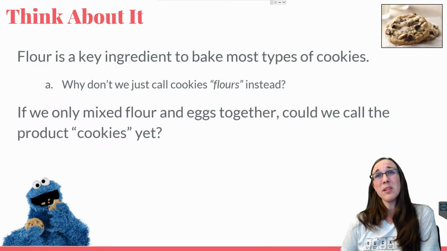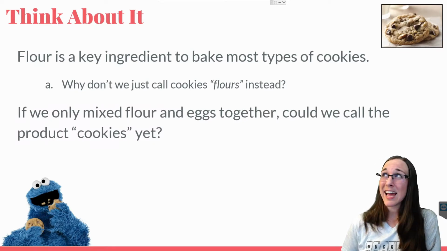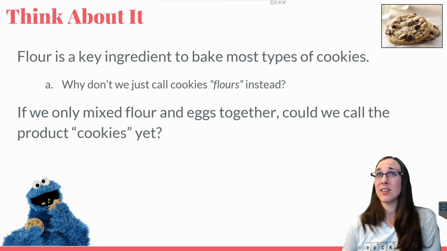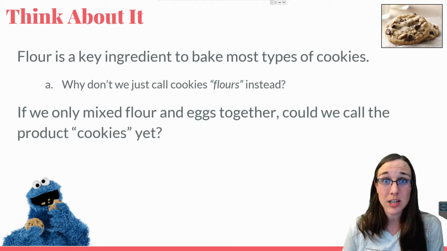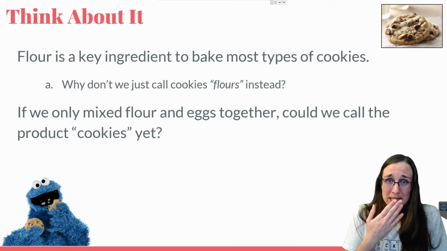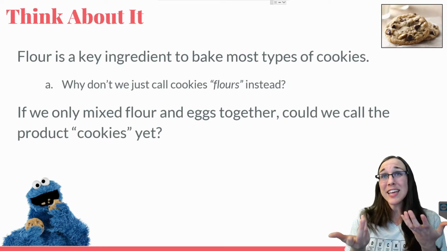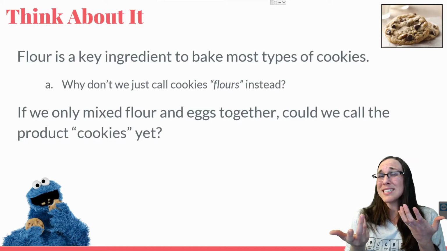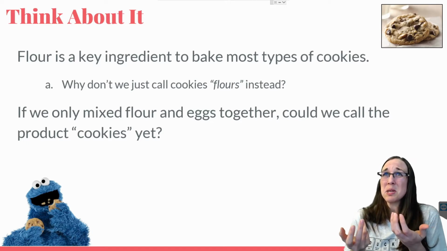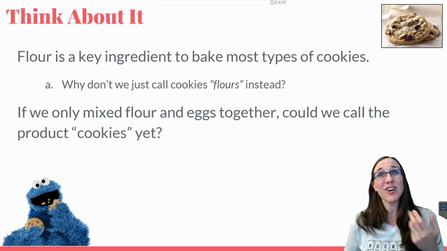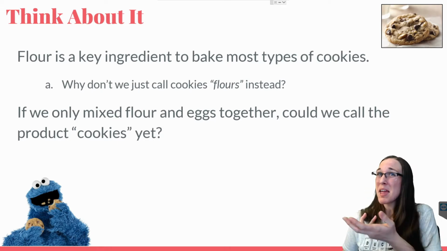And if we only mixed flour and eggs and X-nayed the sugar, if we X-nayed the vanilla, if we X-nayed the chocolate chips. Oh no! Gasp! Blasphemous. No, don't X-nay the chocolate chips. We still couldn't call it cookies because it would just be flours and eggs, essentially bread. Like, we can't call it flours. That doesn't make cookies yet.